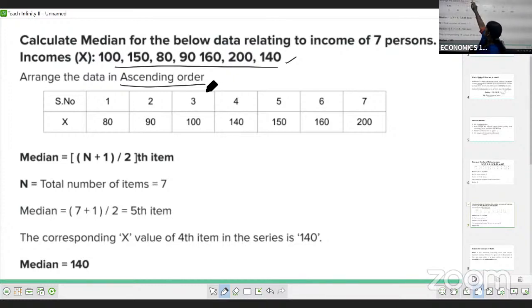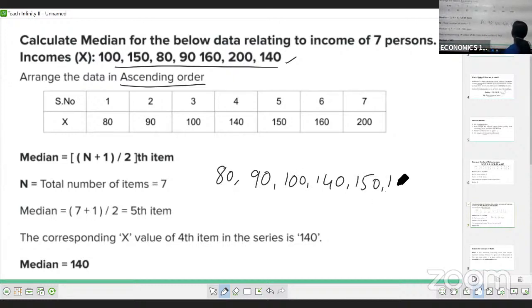If you see this given data, 100, 150, 80, 90, 160, 200 and 140, first we need to put it in ascending order. If we keep this in ascending order, you will get the data like this: 80, 90, 100, 140, 150, 160 and 200. Whatever numbers you get in the question, first check whether they are in ascending order. In case it is not in ascending order, you have to arrange them in ascending order.